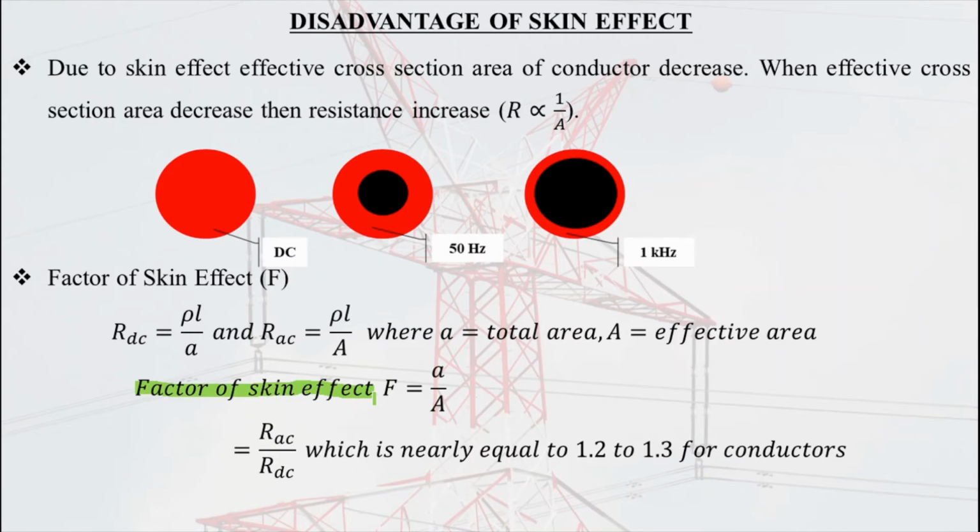Now a very important factor, that is the factor of skin effect. You must know about it. The factor of skin effect is given by small a by capital A. It means total area upon effective area, which is equal to R_AC by R_DC. For transmission lines this factor is very important, and for transmission lines the factor of skin effect is nearly 1.2 to 1.3. Now this is all about the disadvantages of skin effect.